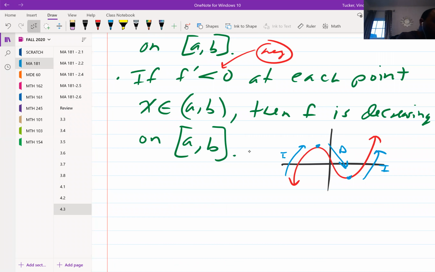All right, so let's see. Am I missing one? I think I'm missing one of my... Maybe it comes after this. Yeah, it comes after the example. Okay.